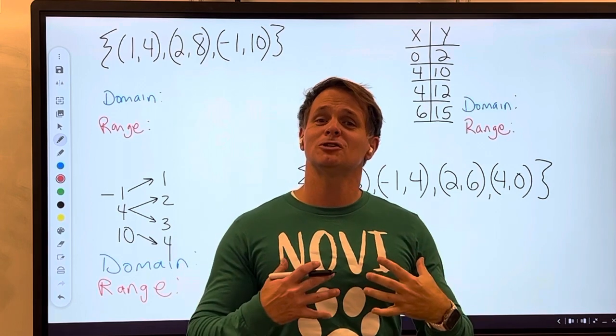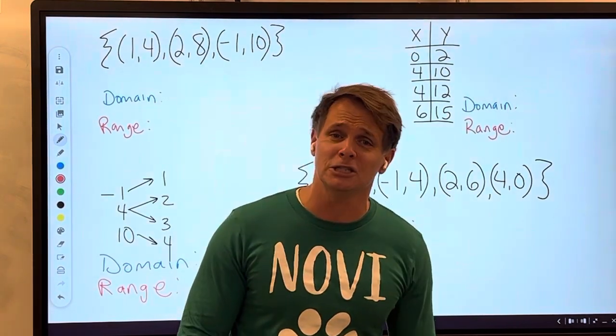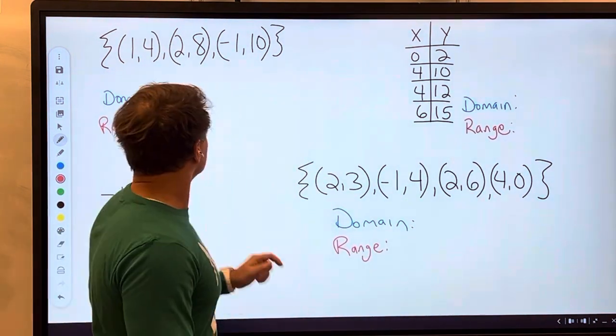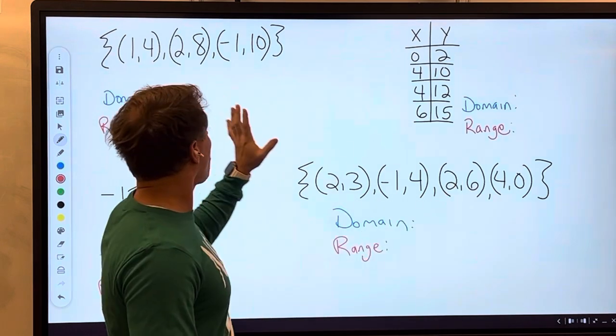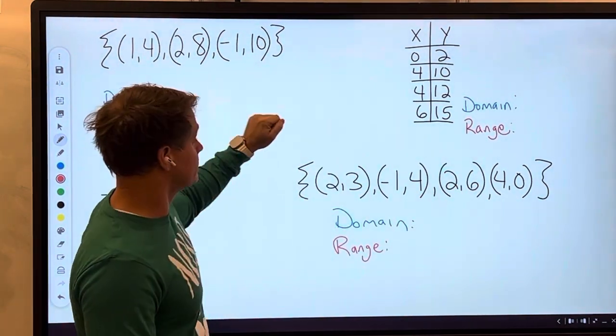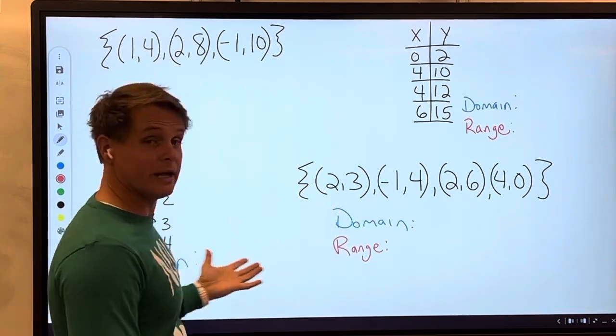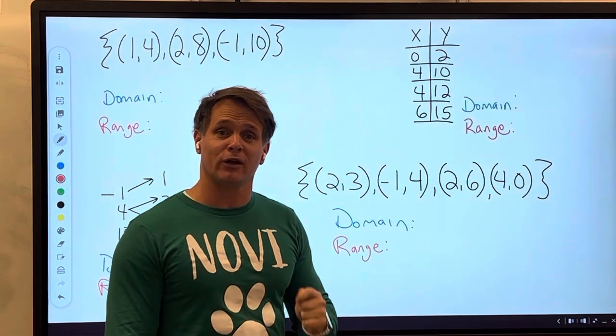I'm Mr. Naylor, and today what we're going to learn about is how to write the domain and the range of a data set. So I have 4 different sets of data right here. These are all points on a graph that I have listed in tables and as coordinates. And what I'm going to do is I want to write the domain and the range for each.